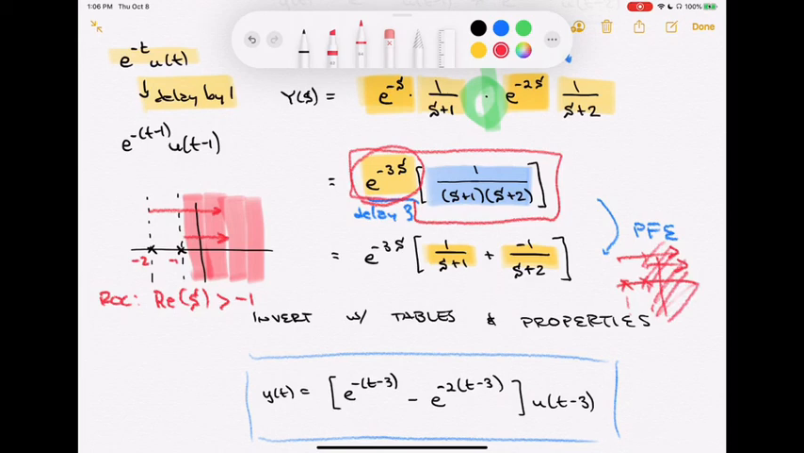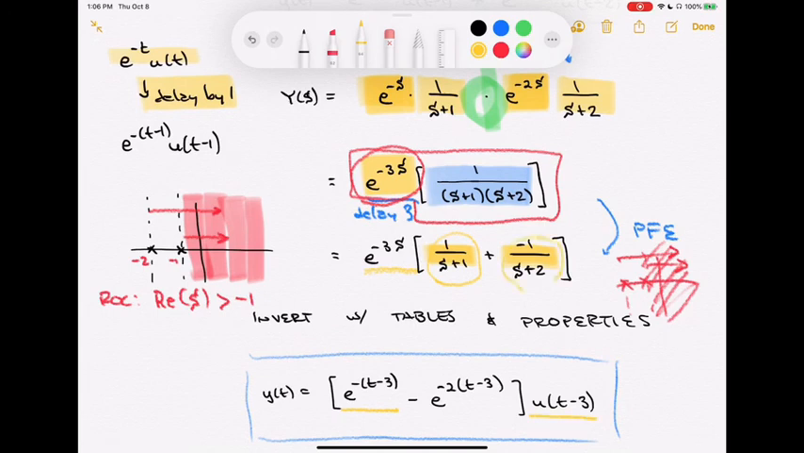Same sort of thing. So I'm going to invert this with tables and properties, and I should be able to finish this guy out. So this first term, 1 over s plus 1, what does it inverse transform to? We've already seen that. That's an e to the minus t u of t. But then I have to do what? I have to delay it by 3. That's going to give me an e to the minus (t minus 3), u of t minus 3.